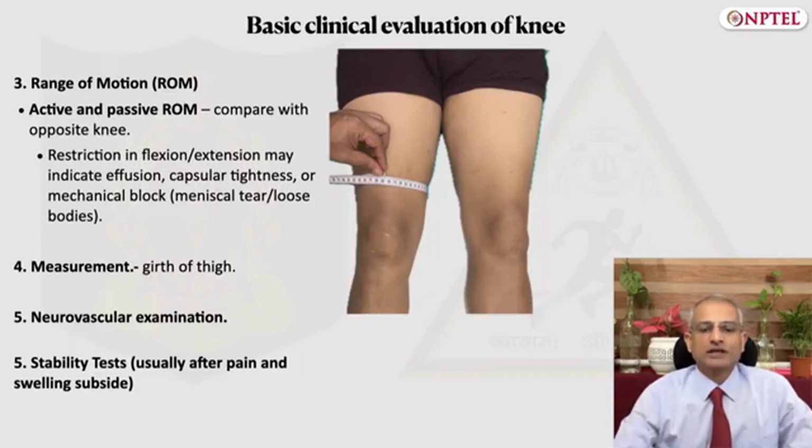Lastly, the distal neurovascular assessment is done to see if the distal sensations are intact, if the distal pulsations are intact, and if there is any weakness in the muscles distal to the knee. It is always important to check distal pulses, sensations, and motor function, because in high energy trauma with multi-ligament injury, vascular and neurological injuries may be associated.